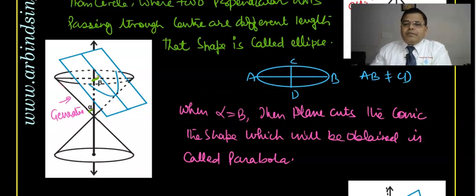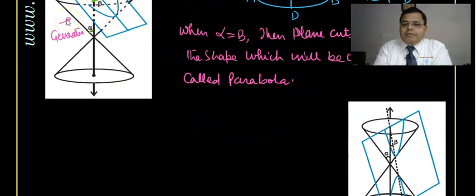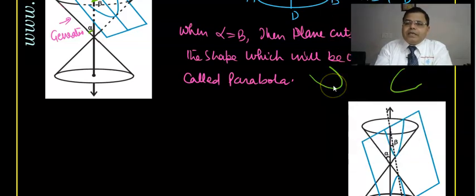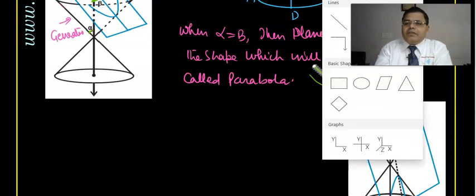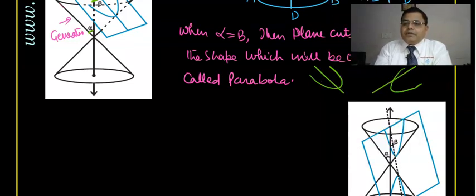So here the shape which will be obtained is a parabola. If you intersect them, then this type of shape will be obtained. That is what we will get, right? This shape is called a parabola, or this type of shape will also be obtained. In both cases, the shape is like this, and this is called a parabolic shape. Either in this way or that way, it will be a parabola.